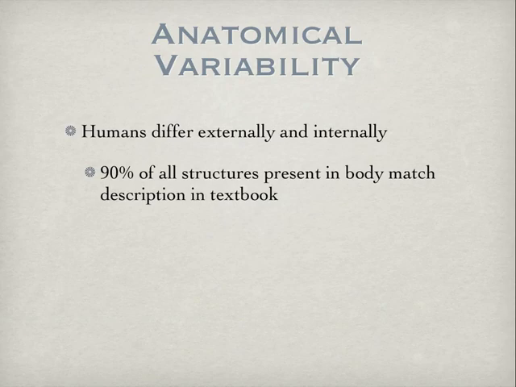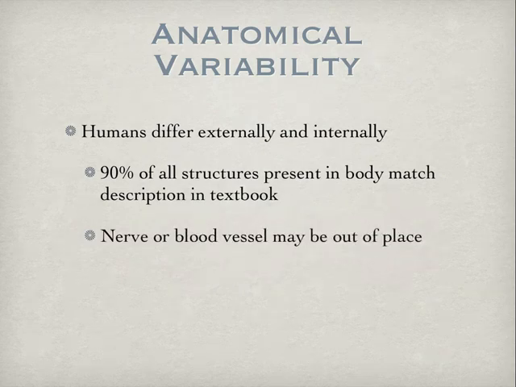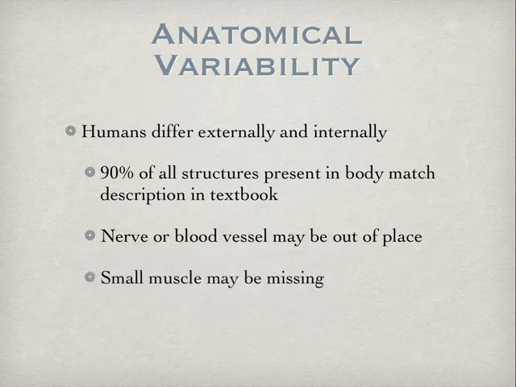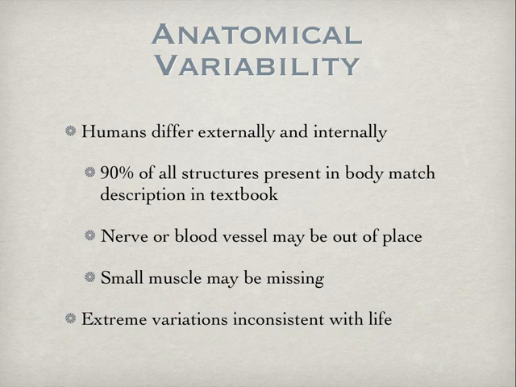Nerves and blood vessels may be out of place. You can, in some cases, even see entire organs that are completely reversed. Some small muscles may be missing, and there are variabilities that are fairly typical. Extreme variations, though, are not consistent with life, and if we have some extreme variabilities, they may actually result in an individual that does not survive well.